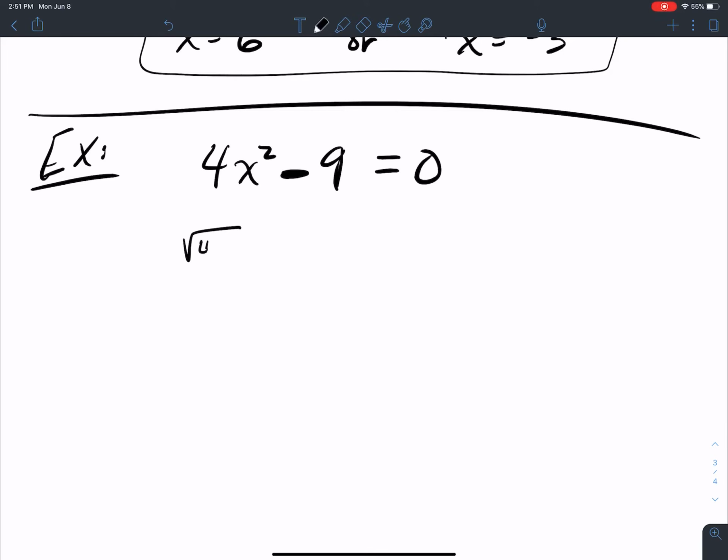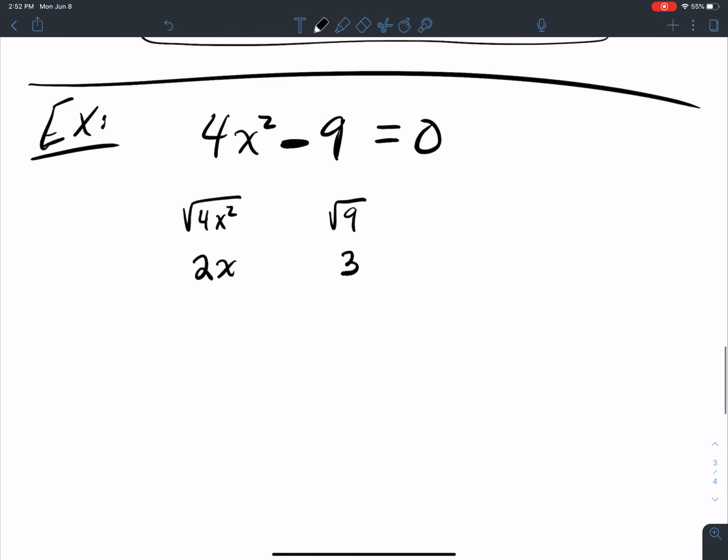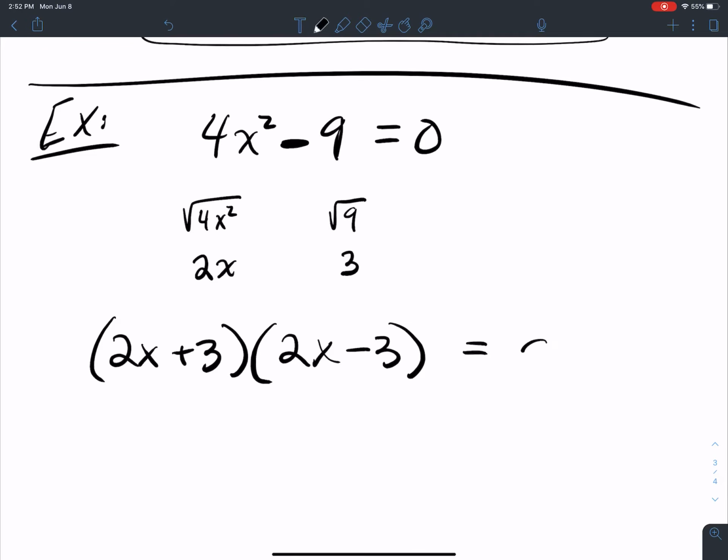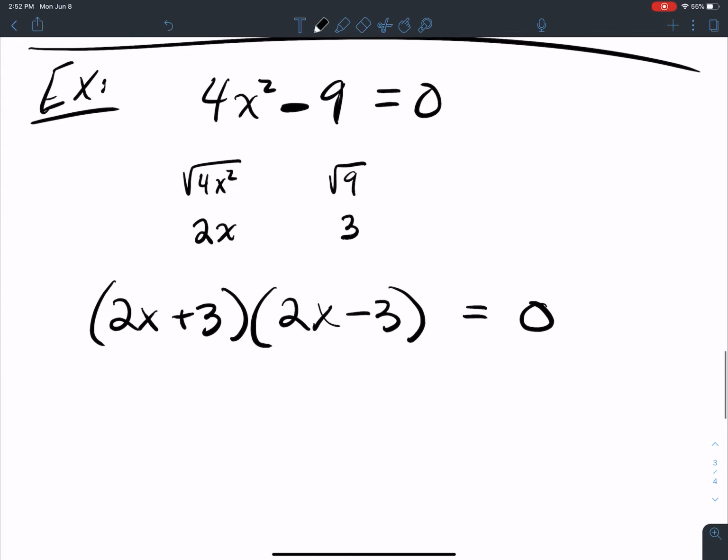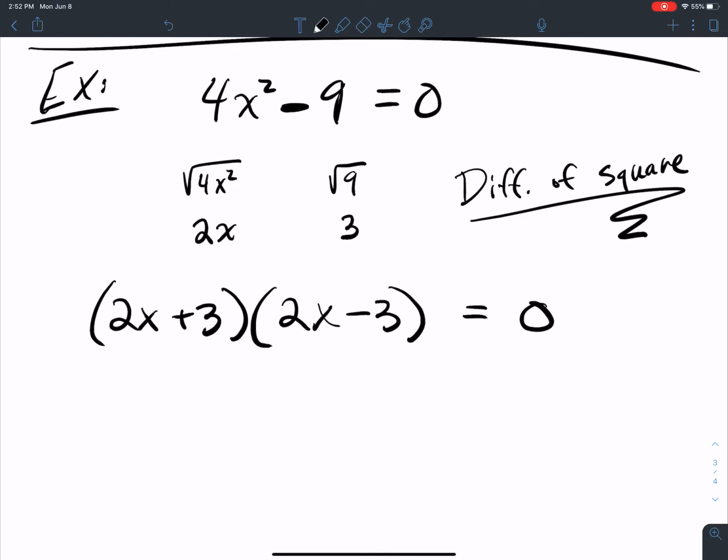I take the square root of both individual pieces. And so the square root of this is 2x, and the square root of that is 3. So this factors to 2x plus 3 times 2x minus 3, okay? And now that I have that factored, that's a difference of squares. See, difference of squares is really not that hard to do, right? It's pretty easy to do if you know what to do and when to do it.